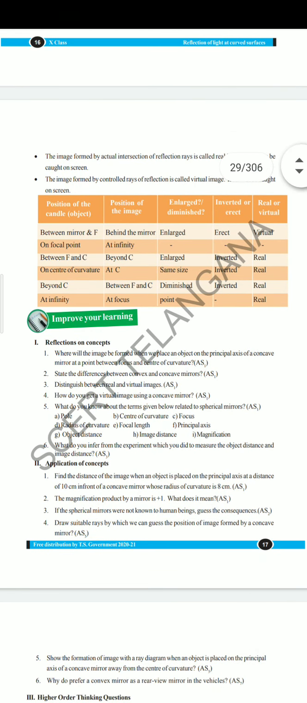When the position of the candle is on the focal point, the position of the image will be formed at infinity. When the position of the candle is between F and C, beyond C will be the position of the image. An enlarged, inverted and real image will be formed. When the position of the candle is on the center of curvature, the position of the image will be at C with the same size, inverted and real image.